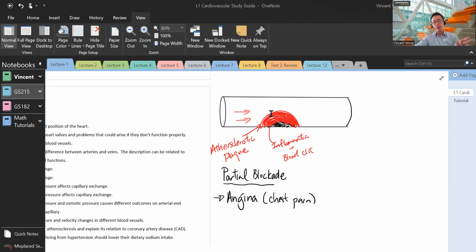Because the blood vessel is actually reduced in diameter, when you physically exert yourself, when you, say, walk up a flight of stairs, your body demands extra oxygen, but you're not going to be able to supply that because of this reduction in the diameter, and so that leads to the chest pain, the angina. So how do we fix that?